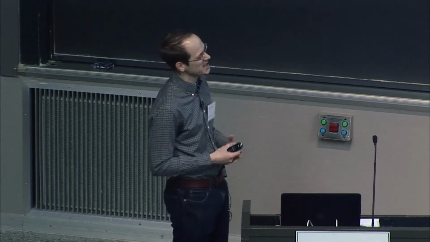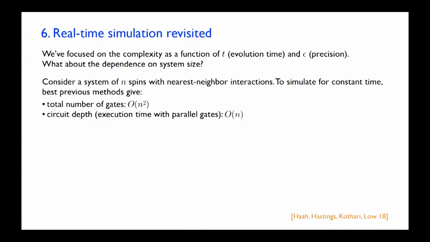And so to think about this, let's consider a simple example where we have a system of n spins that have nearest neighbor interactions. And suppose we want to just simulate it for constant time. Actually, because we know how to get complexity log 1 over epsilon, if we want to simulate for longer times, we can always just concatenate simulations for short times without having to worry about the growth of error. So let's just think about simulating for constant time.